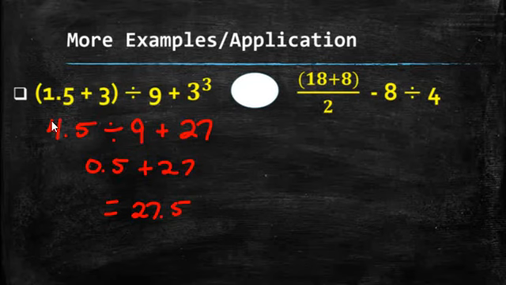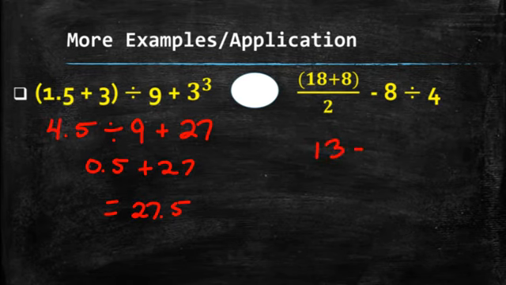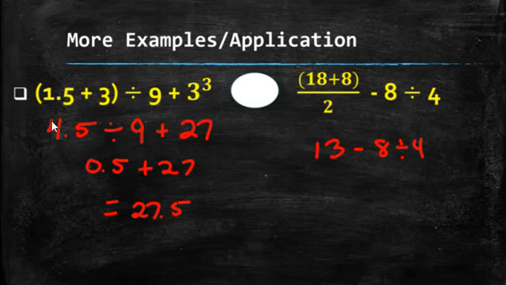This other side, I got 18 plus 8 is 26. 26 divided by 2 is 13. I need to subtract 8 divided by 4. Do division first, so 13 minus 2 gives me an answer of 11. 27.5 is greater than 11. So I put the greater than sign in there.